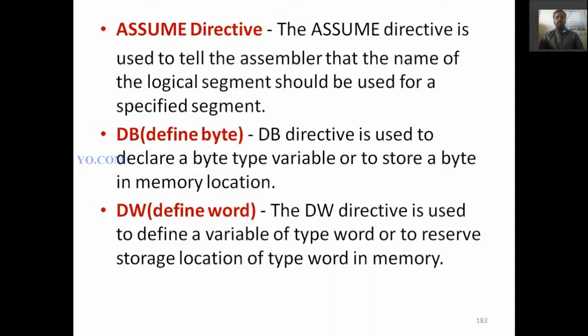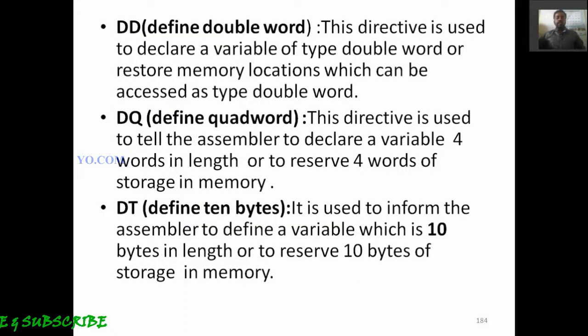Define word (DW) is a directive used to define a variable of type word, or to reserve a storage location of type word in memory. Here we are using define word, that means 16-bit. So in memory we reserve the storage location of type word. This is the DW.